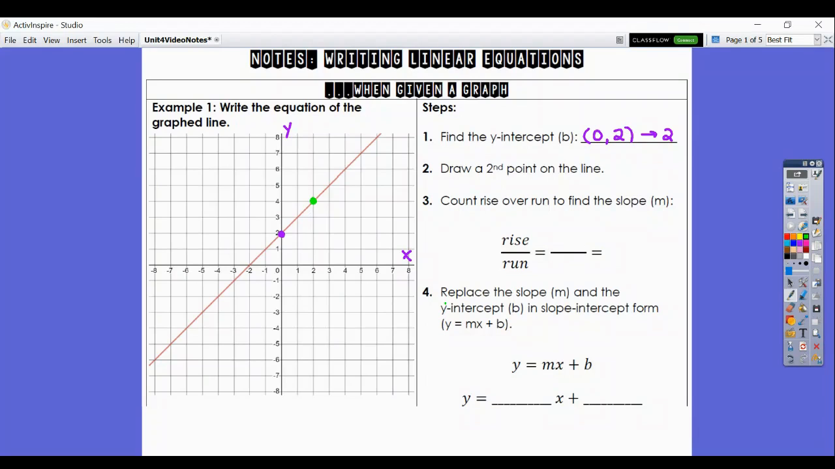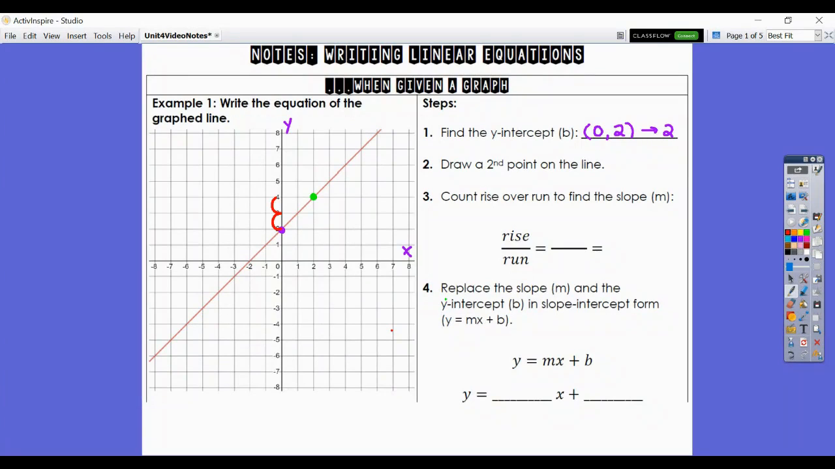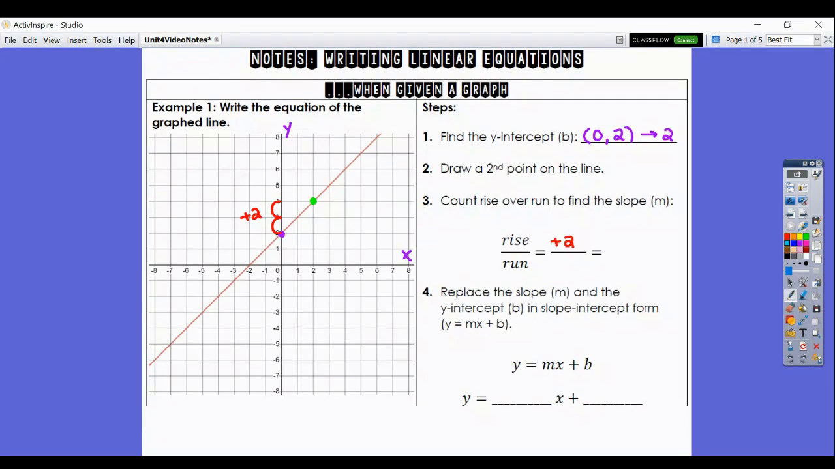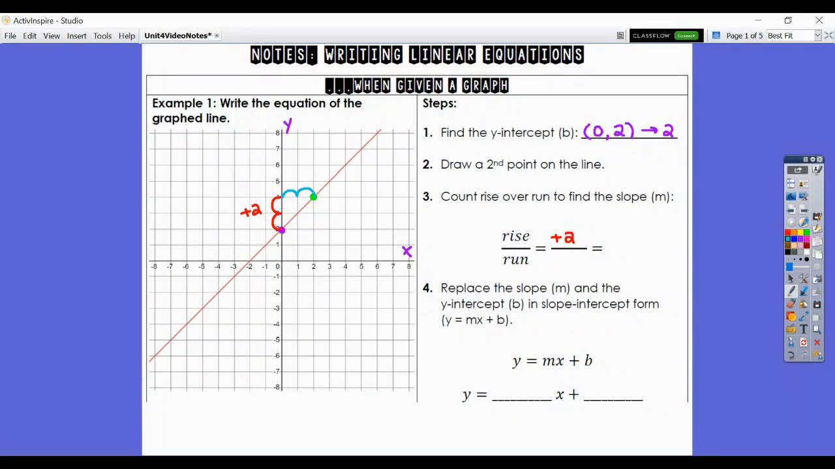I count the rise over the run. Rise is always how far up I go, which is going to be a positive 2 if I'm counting left to right. So I went up 2, meaning it's a positive 2. Then I run to the right 1, 2. When I run to the right, it's a positive 2, and that's going to simplify to a positive 1. 2 divided by 2 does come out to be 1.